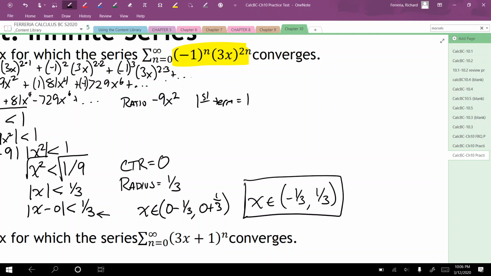No need to test the endpoints again because this is a geometric series, which is preferable. That is what we want to see, and that's our question 1.